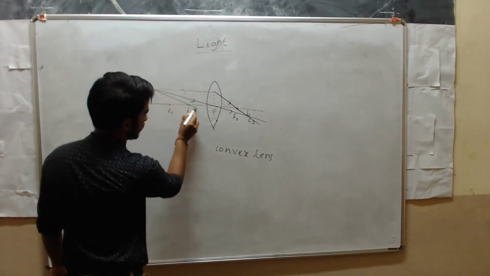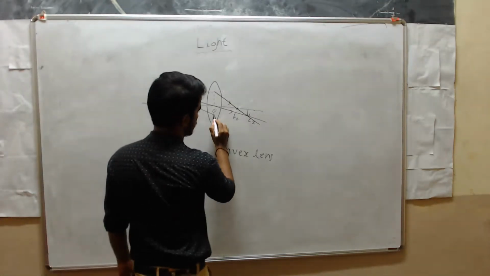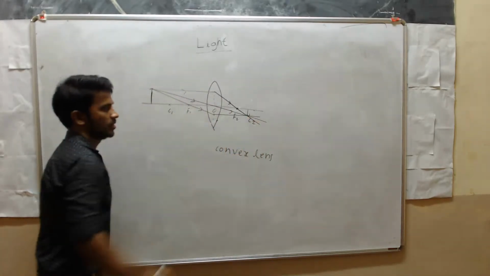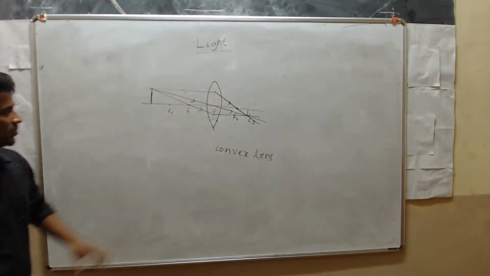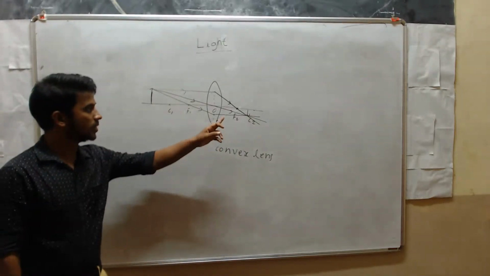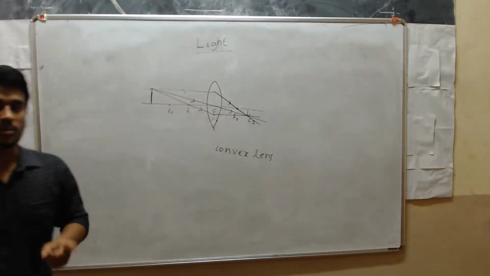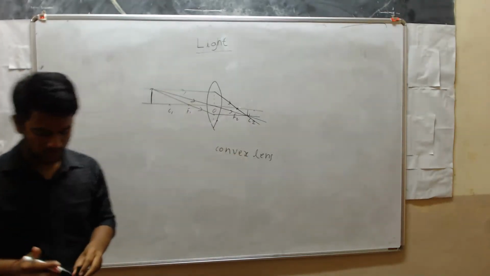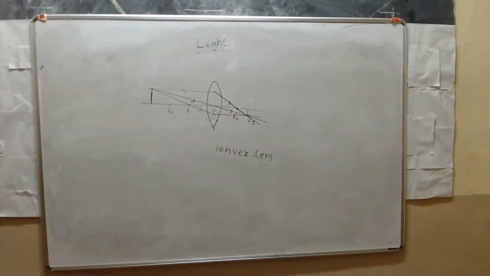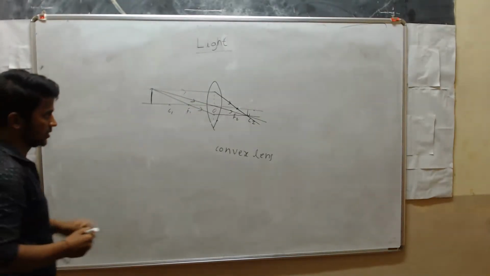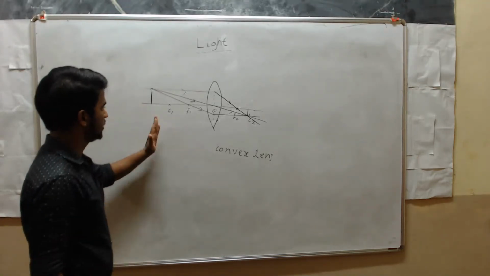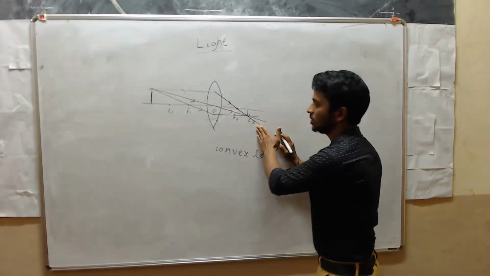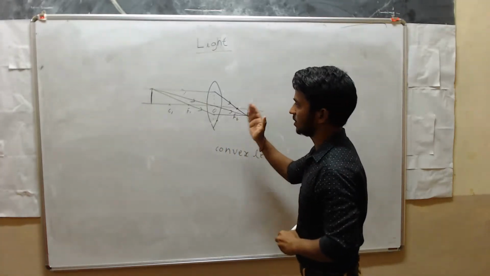You can take a ray like this also. This ray also meets at this point only. Here we just need two rays. Where the two rays meet at a point, at that point the remaining rays also meet. So to show image formation, we consider just two rays. Now the position of the object is behind C1 and the position of the image is between F2 and C2. If you place the screen here, you will get the image.